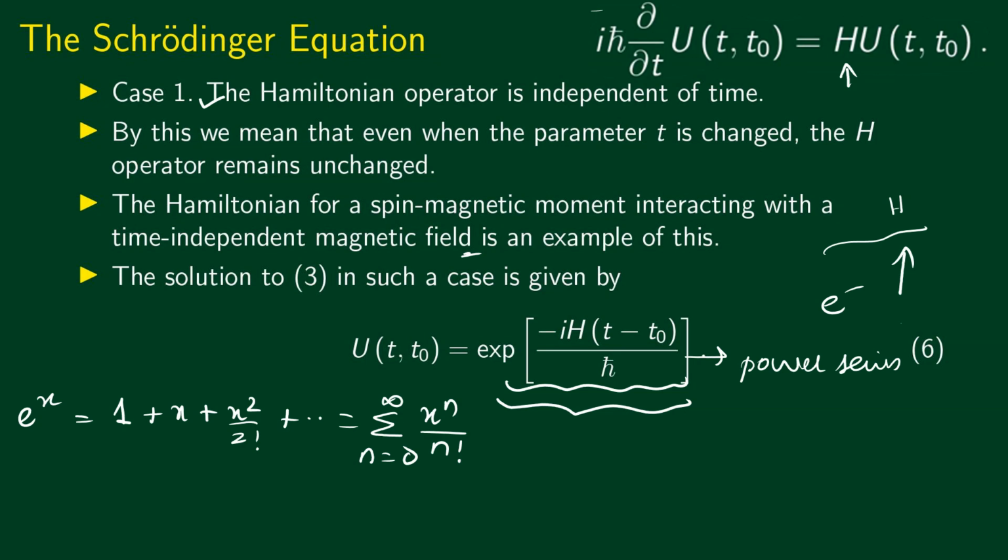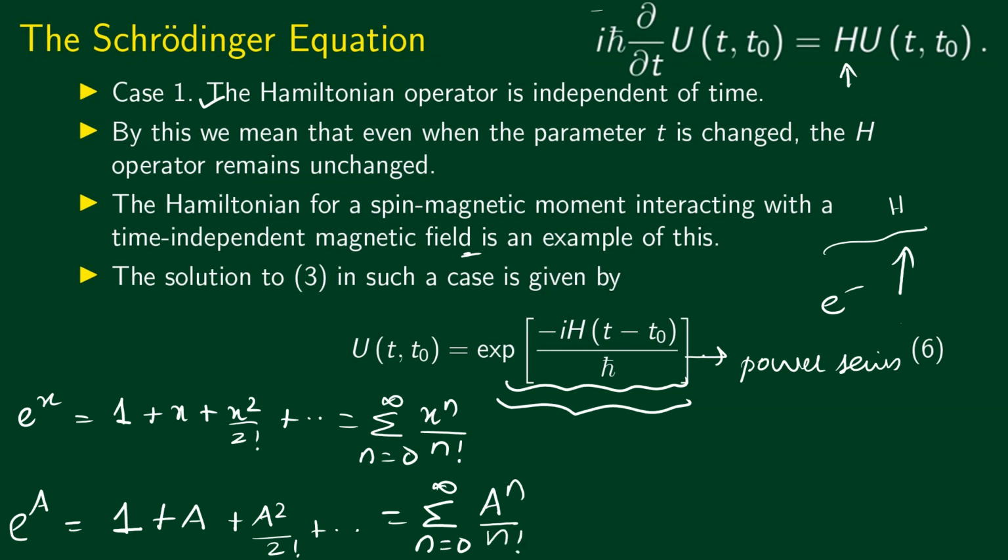In the same way, if you have an operator in the exponential, you interpret this as the following power series: the identity operator plus A plus A squared divided by 2 factorial plus etc. Okay, or compactly we can write this as the sum over n equal to 0 to infinity of A raised to n divided by n factorial. Here A squared, for example, means A multiplied by operator A. So whenever you see the exponential of an operator, you should interpret it as a power series expansion.